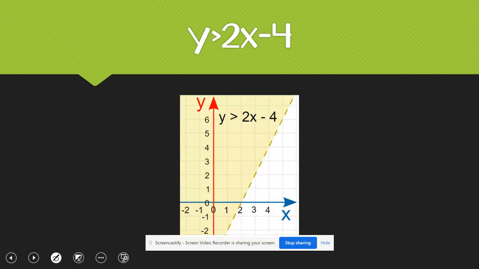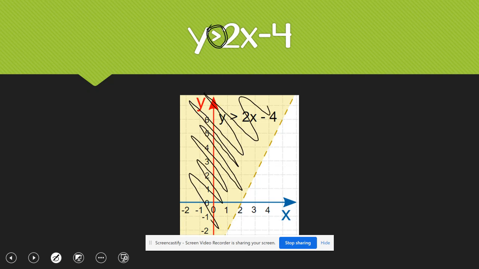And the last example, y is greater than 2x minus 4. So here we have 2x minus 4. It does not have an equal sign, so our line is dashed. And it says y is greater than. So we shaded on top because the y values are bigger on top than they are underneath.